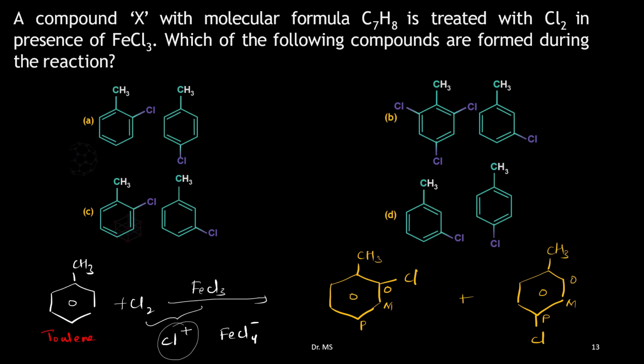Tell me what is the answer here? Which option is correct? Come on guys, tell me which answer is correct here. Which option is having ortho and para position? Option A. Yeah. So see here, it's on ortho and it's on the para position.